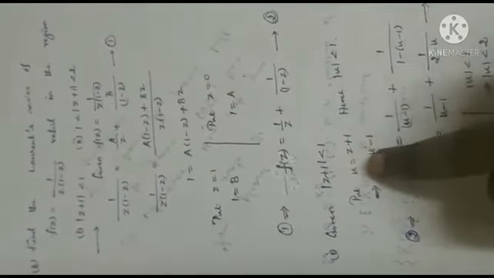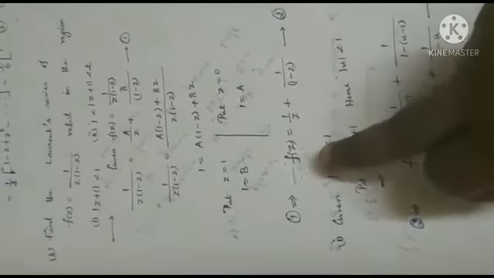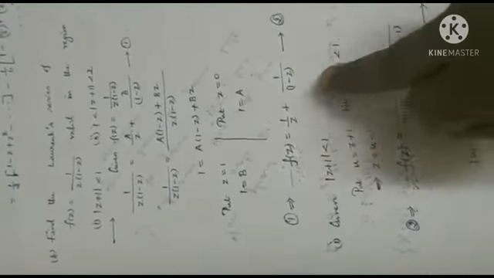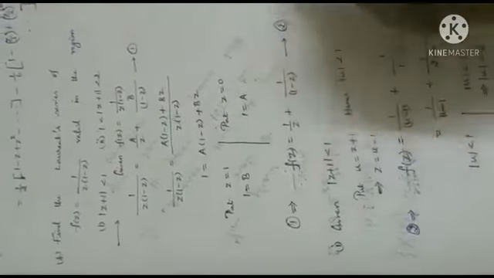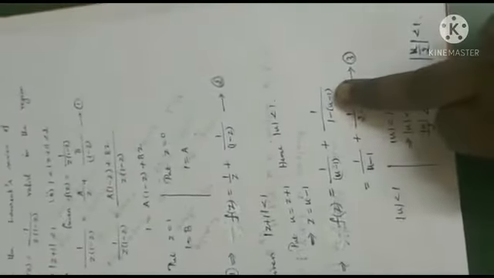Assume u is equal to mod z plus 1, so that mod u less than 1. When you change the given region to u, you have to change these terms in terms of u. z is equal to u minus 1. So this is the term.